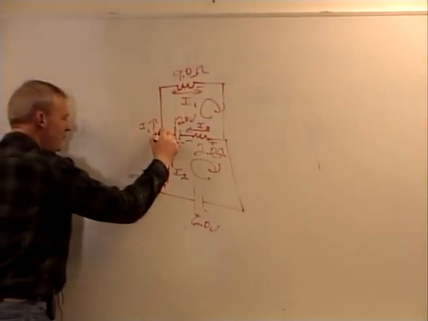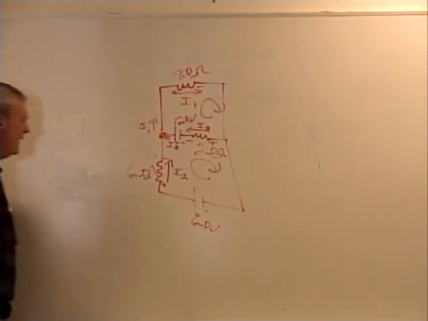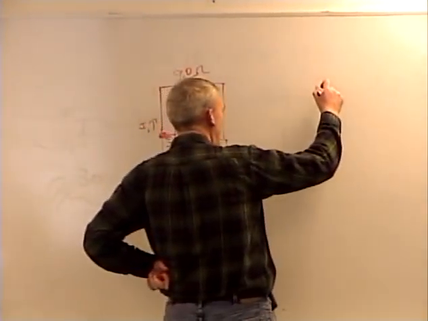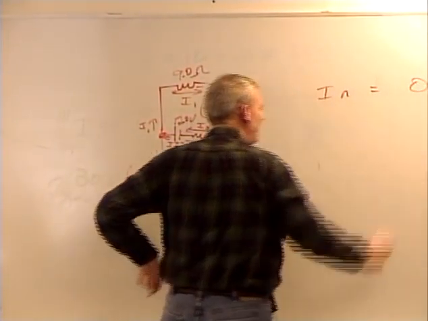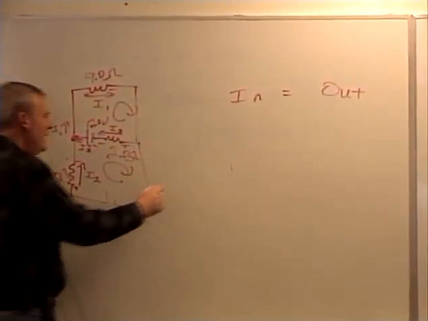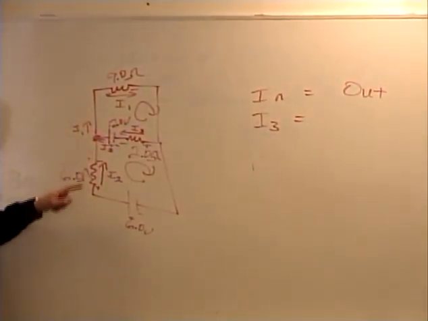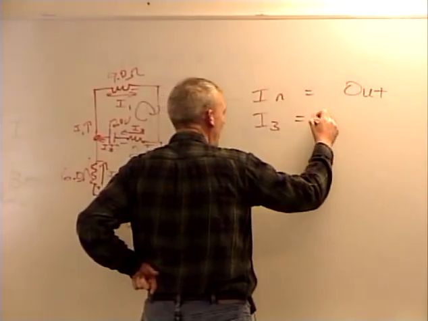We always start with this junction. So here's what I'm going to do. At this junction, I've got coming in equals going out. That's what I do for the junction. So what's coming in is I3 equals I2 plus I1, or I1 plus I2.